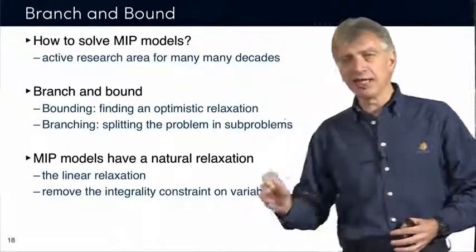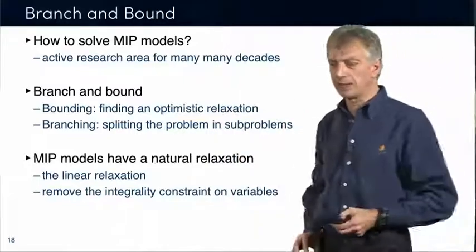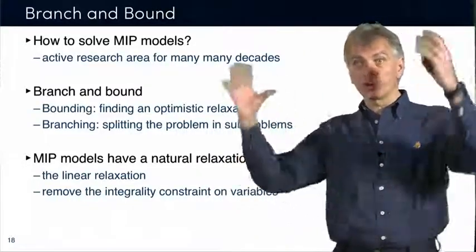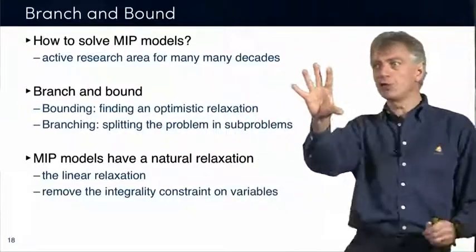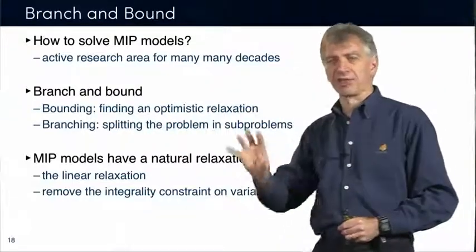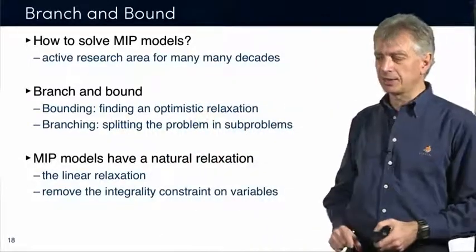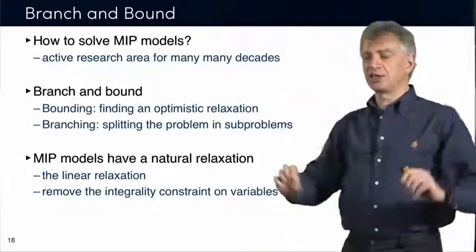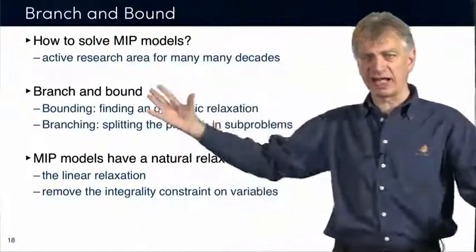The key idea is that you're going to remove the integrality constraints and you have a relaxation. This is the only thing that you do. You look at this big MIP model. If you remove the integrality constraints, what do you have? You have a linear program. You can solve that very fast, and that's what we're going to do. The bounding part, the optimistic relaxation, is basically relaxing the integer constraints. You enlarge the set of values that the variable can take, so it's a relaxation.